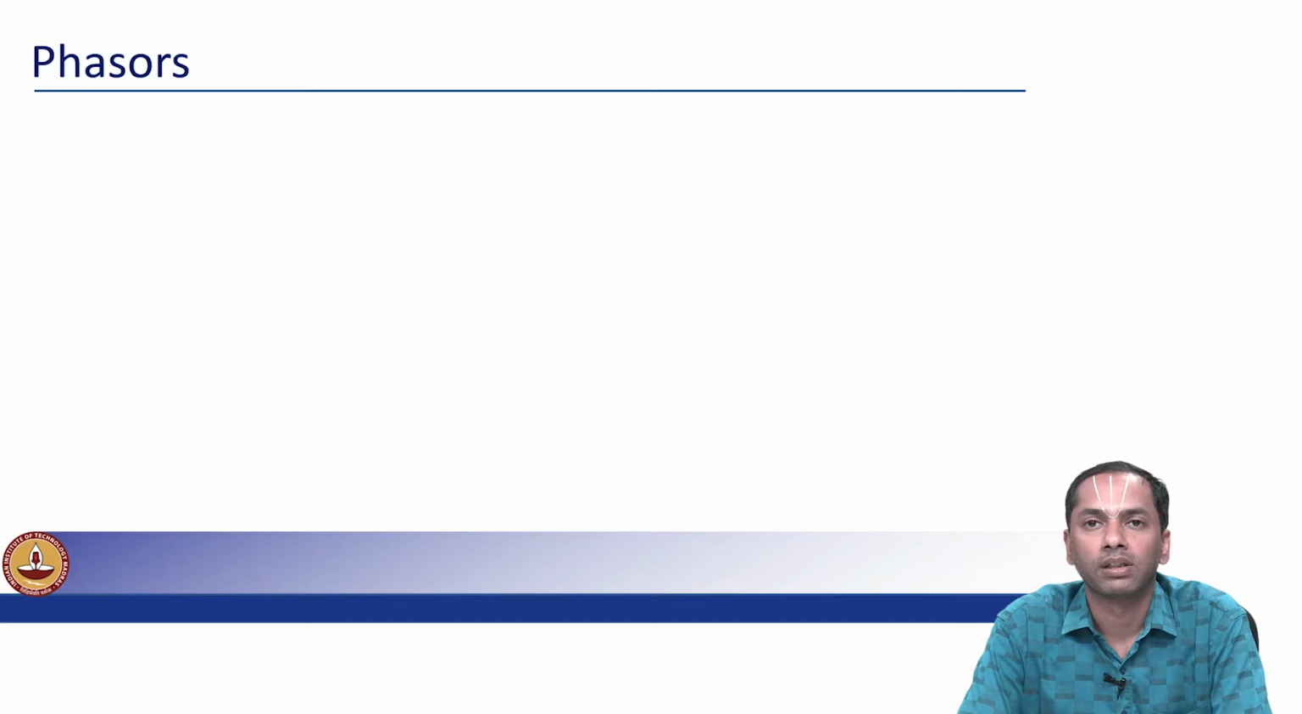Hello students. So let us continue our frequency domain analysis of transmission lines. In this particular case, we assume that the excitation is of a single frequency, right? So let us briefly look at the idea or concept of phasors, which was probably introduced to you earlier in the electronics and electrical circuits course.